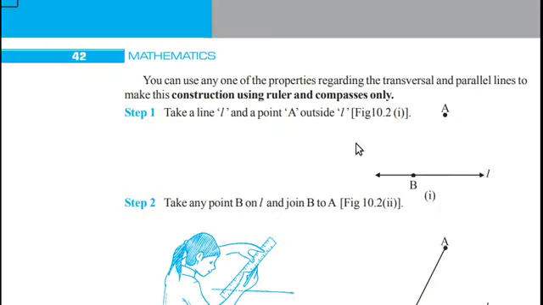So let's get started. Take a line L and a point A outside of line L. We will draw a line segment L. Then we will draw a point A outside of line L. We are not drawing point A on line segment L. We are drawing point A outside of the line segment L. Somewhere like here.